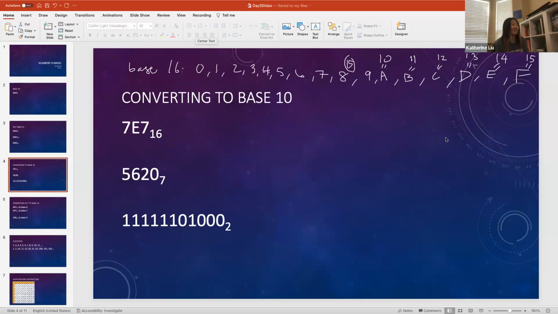Okay, so now let's worry about how to convert. This time we're gonna start from the left, and then we're just gonna do a lot of multiplication. So we start with a 7, so let's just write a 7. And then we have an E to the right of that. So anytime we have something to the right, we're gonna multiply by our base and then add the digit to the right. So this E says we're gonna multiply by 16 and then add E, which is 14. And that is a big number.